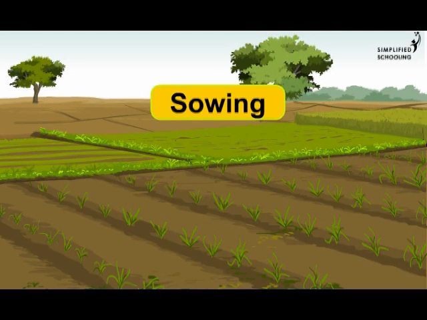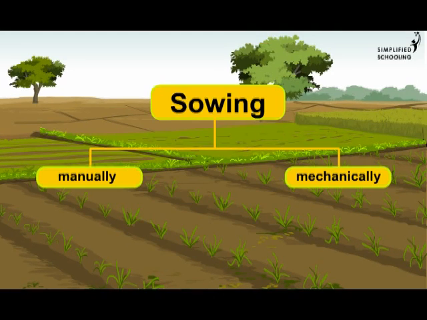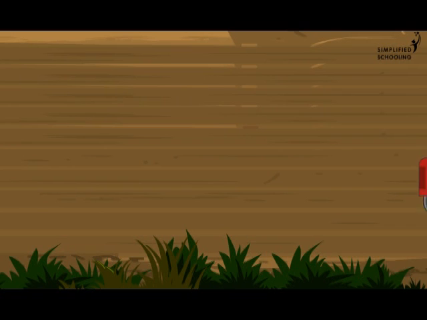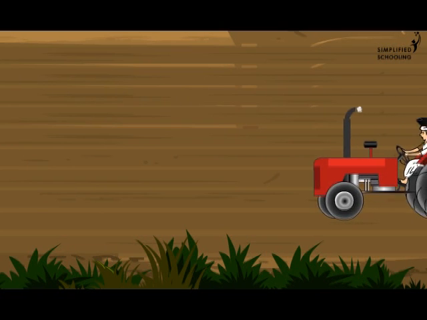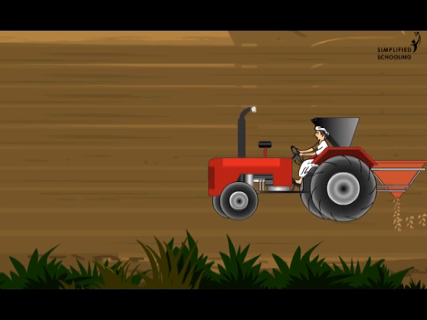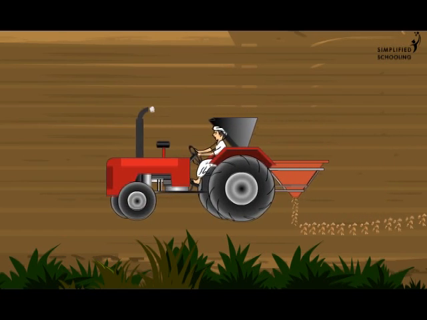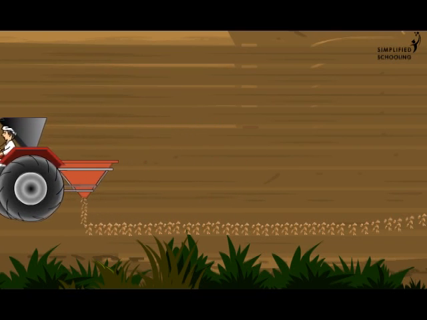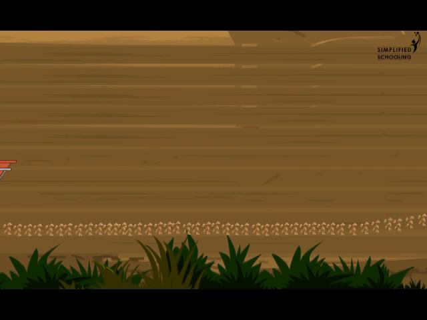Sowing. Sowing can be done manually or mechanically. In manual sowing, farmers scatter the seeds in the field by hand. This is known as broadcasting. A seed drill is an instrument that can be attached to the plough to sow the seeds at proper depth and at proper distance. Sowing by seed drill is a more advanced method. Sowing can be done directly in the prepared field or in a nursery.